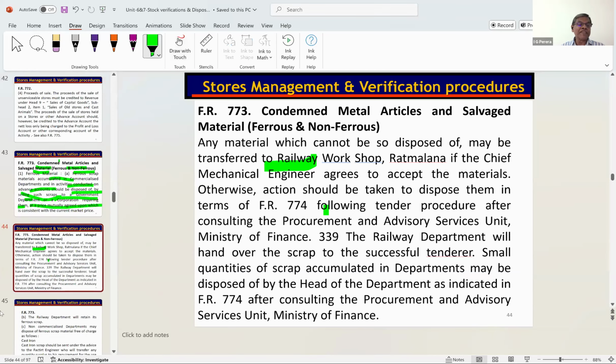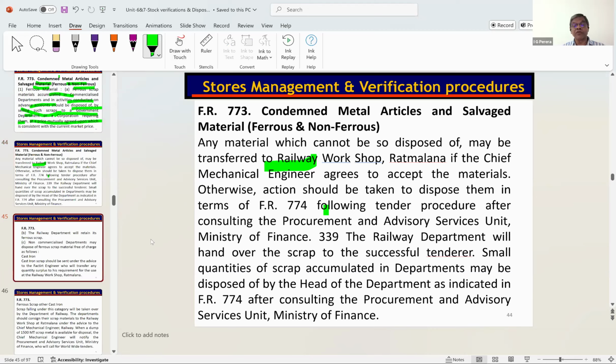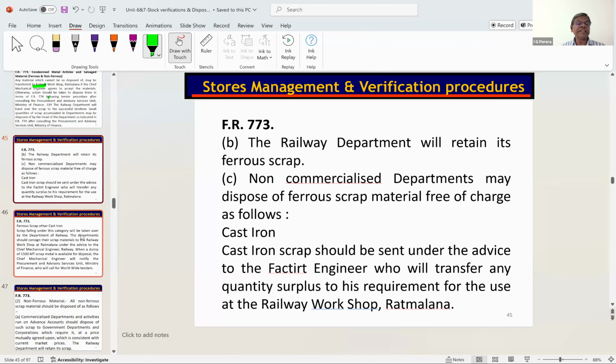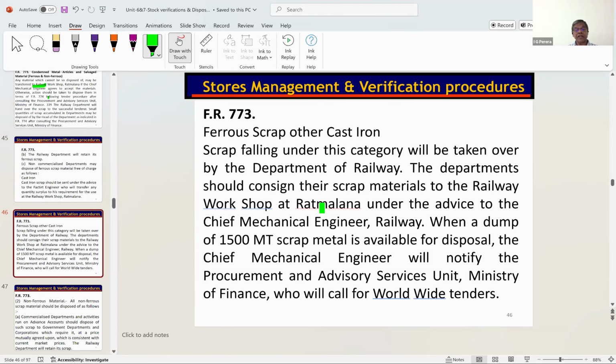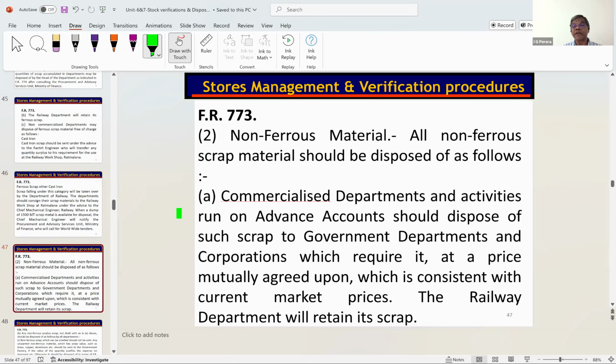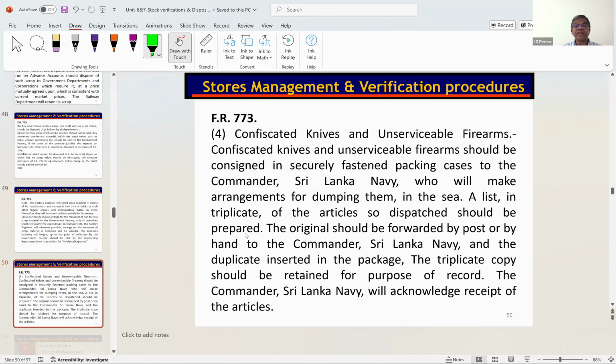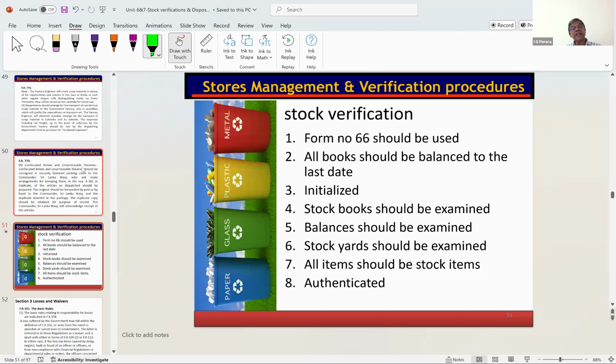Okay. So please read this. I think it is applicable for you as well, since you are in the maintenance department. Please read it; you can download the financial regulations free of charge. What is relevant for you, please go through it and try to understand. What happened to the ferrous material, non-ferrous material? How you should be handling all these. You should have a thorough understanding about the area that you are working with.